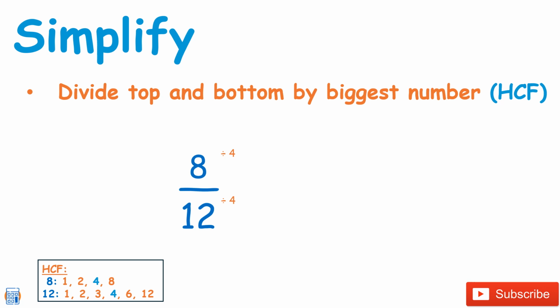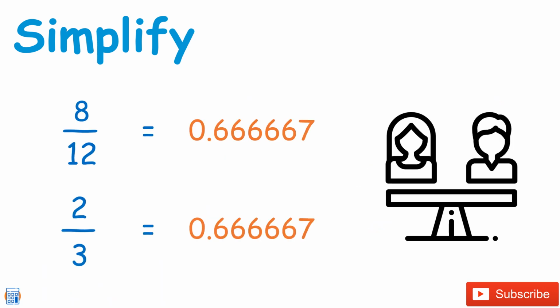We can then divide the bottom and the top by the biggest number, which is 4, and that leaves us with 2/3. And just to prove this method works, if you go on your calculator and type in 8 divided by 12, you will get 0.6 recurring, the same as if you type 2/3.